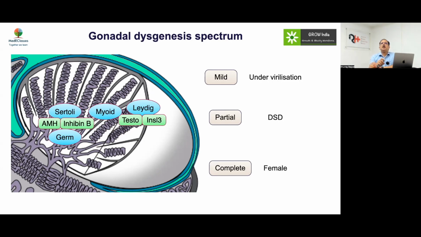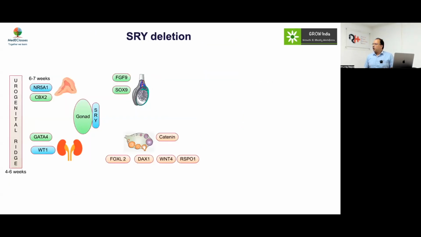So it's very difficult to phenotypically classify that, okay, this is the extent of DSD. This is more likely to be an androgen defect. This is more likely to be a gonadal defect. Now, the malignancy risk: the more you are affected, the higher would be the malignancy risk. Now, we'll go one by one.